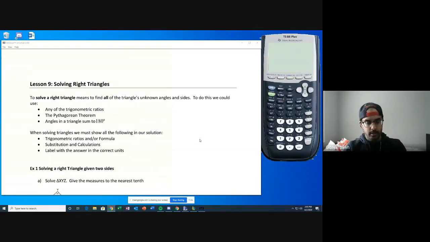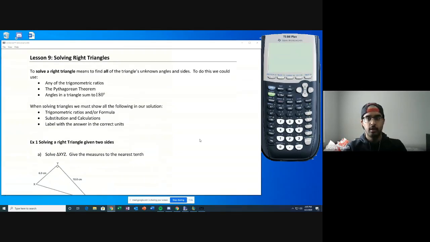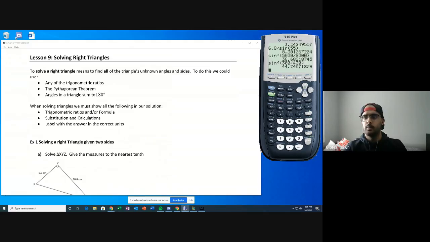Alright, welcome back everybody. Today we're going to look at solving right triangles. So last time we looked at learning about the trig ratios, tangent, sine, and cosine for solving right triangles. We're going to put all three of those things together to find all of the unknown sides and angles. And to do this, you can use anything that you learned so far in this unit.